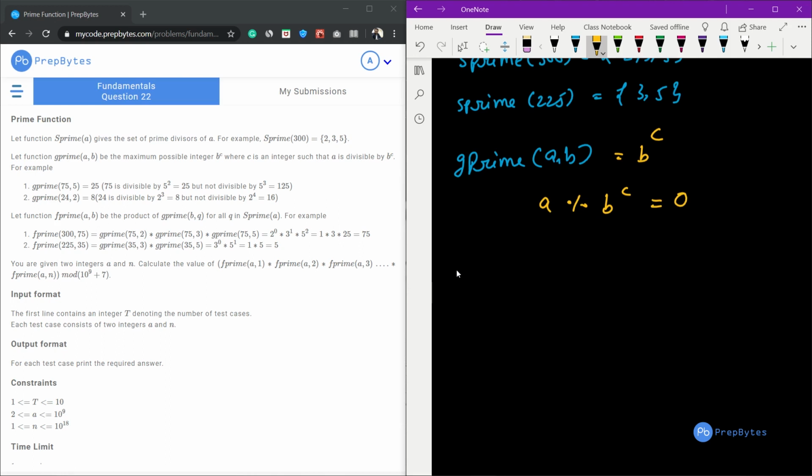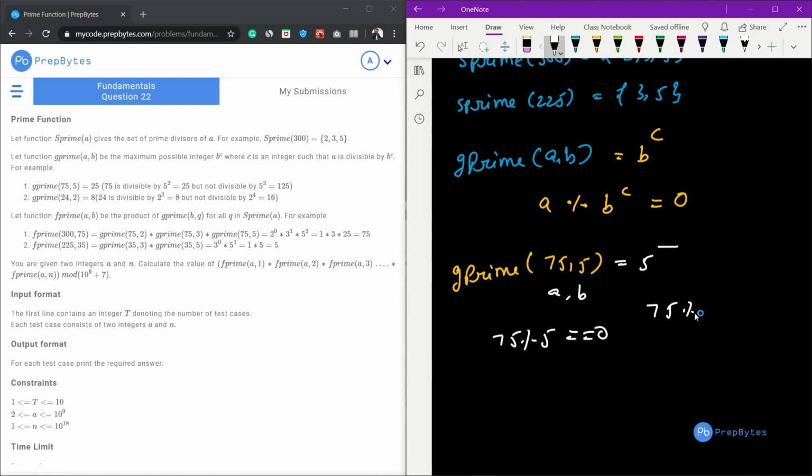What is the meaning of this? Let's say my g prime is 75, 5. So a value is 75 and b value is 5. In this particular case, what will be my value? That is b raised to the power of c. So 5 raised to the power of something, such that this number 75 should be divisible by this number. If we do 5 raised to the power of 1, 75 mod 5 is 0, it is fine. But is this maximum? 75 mod 5 to the power of 2 is 25. So yes, it is divisible. 75 mod 5 to the power of 3, 125, it is not divisible. So the maximum possible answer is when 5 is raised to the power of 2, which is nothing but 25. So g prime gives such a number.